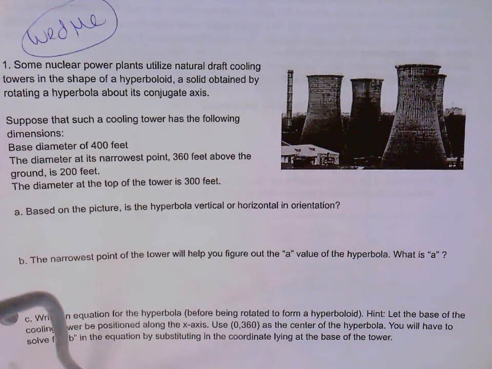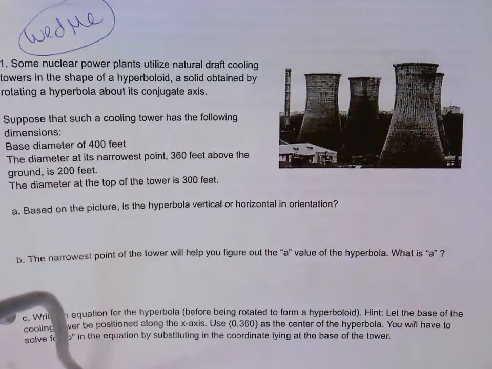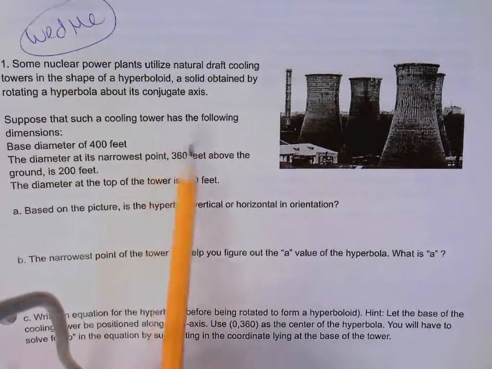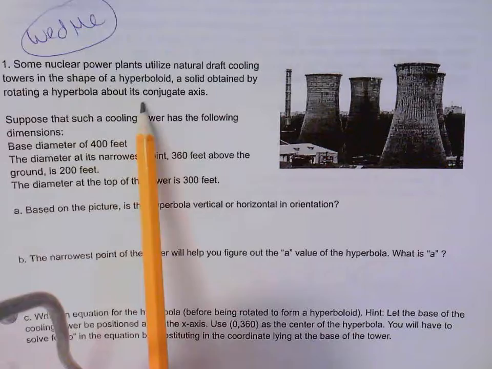Hyperboloid is created by rotating a hyperbola all the way around to make a three-dimensional object. Like a paraboloid would be a three-dimensional satellite dish, right? It's in the shape of a parabola, but it's 3D, so you call it a paraboloid or a hyperboloid. Rotating a hyperbola around its conjugate axis.